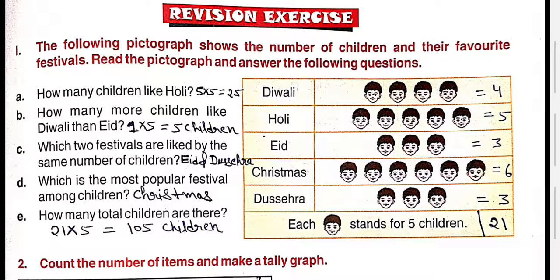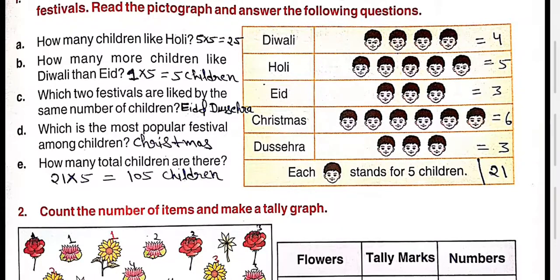Now next one: which two festivals are liked by the same number of children? Just see which have the same number. It is 3 and 3. When you multiply by 5, it becomes 15 each. So both are the same. It means Eid and Dashera are the two festivals liked by the same number of children.